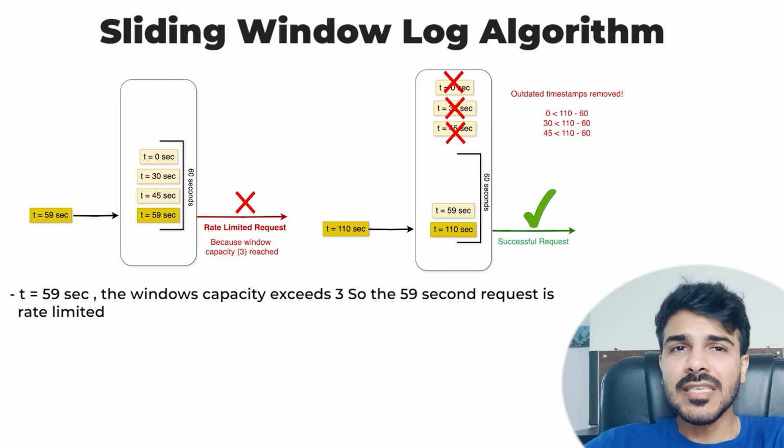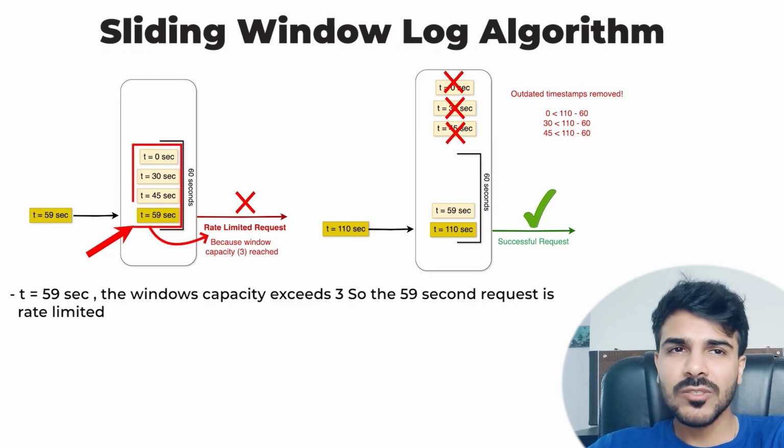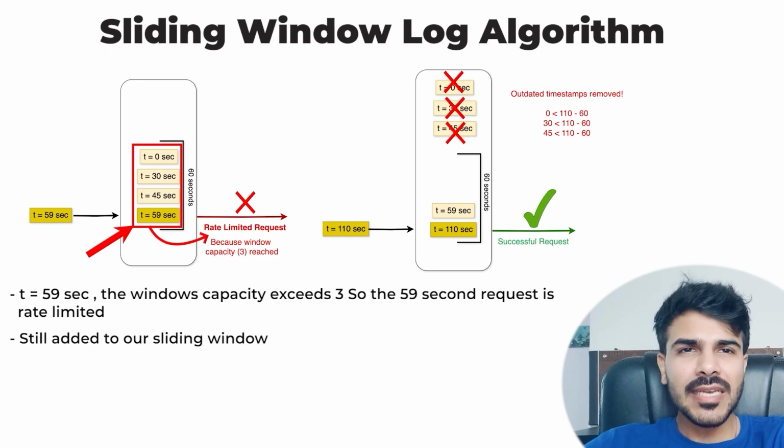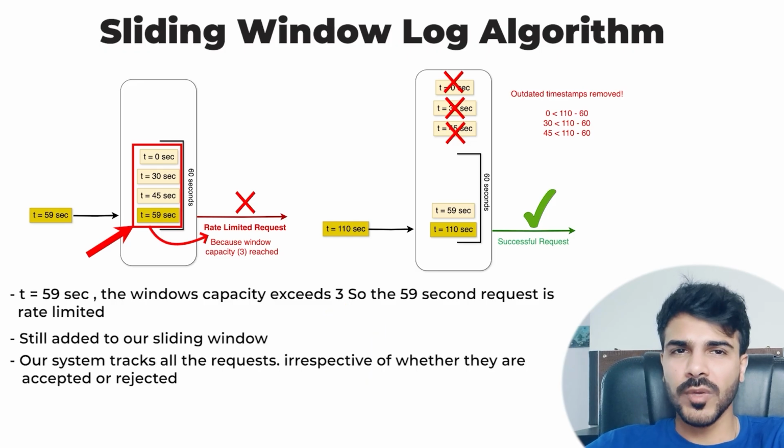For example, at t equal to 59 seconds, you can see the window's capacity exceeds 3. So the 59-second request is rate limited. However, one thing to note here is that the request at t equal to 59 is still added to our sliding window. Why do you think this could be the case? Basically, our system tracks all the requests, irrespective of whether they are accepted or rejected. This is necessary because it will help it to decide whether to rate limit future requests or not.